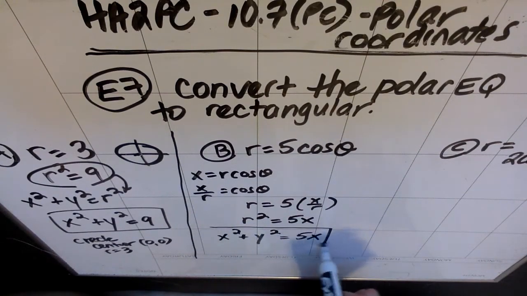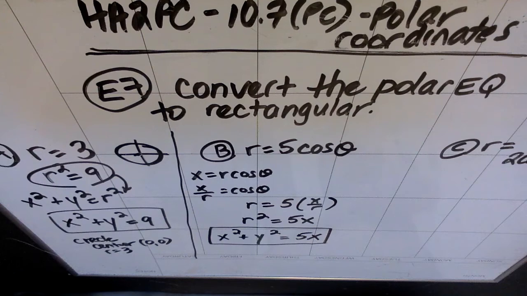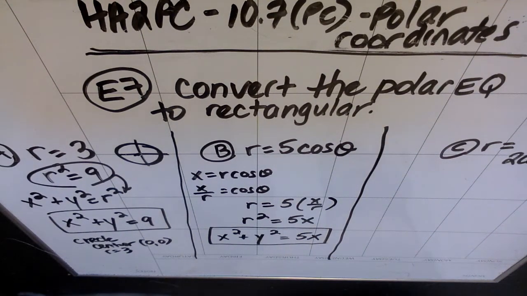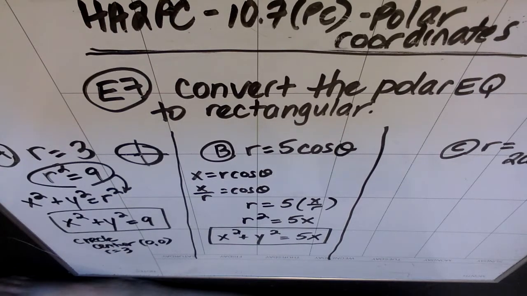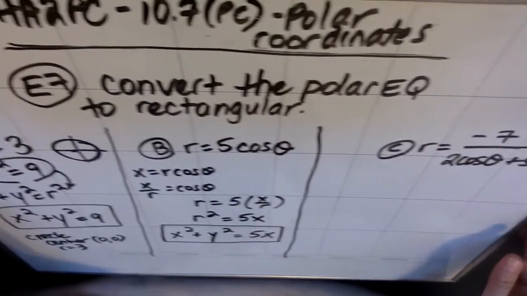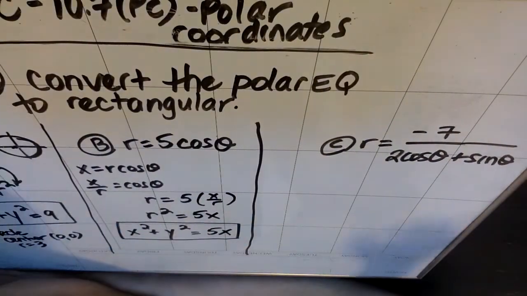Now, you could stop there. There's no rule that says you have to solve for y. You're just trying to get rid of all the r's and all of the thetas, right? That's what it means to convert from polar to rectangular, is get rid of all the r's and thetas and have only x's or y's or x's and y's. All right, C looks like the worst, but I actually argue it's going to come out to be easier than the other two.